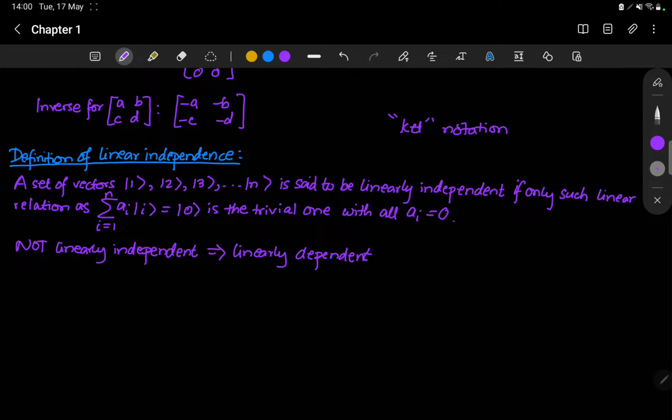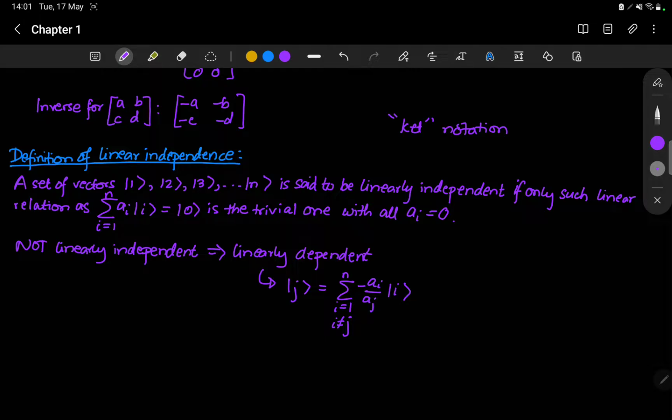That means for linear dependence, we would have some vector of the linear vector space that can be represented as a linear combination of all the other vectors. So we have this vector j. This can be written as a linear combination of all the other vectors in the vector space apart from j. If this relation is satisfied, then that leads to linear dependence.